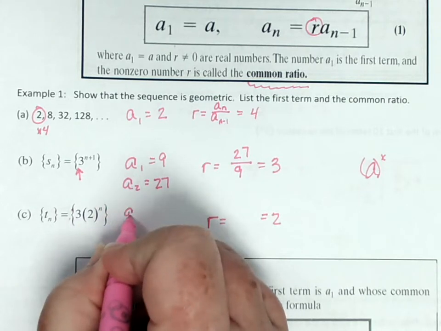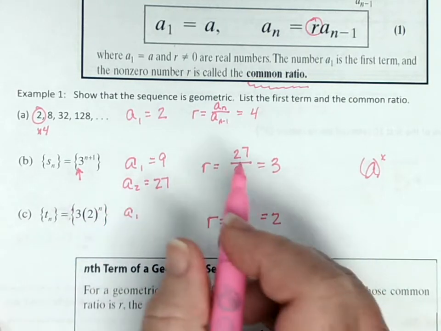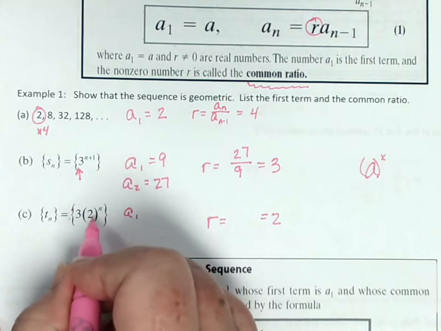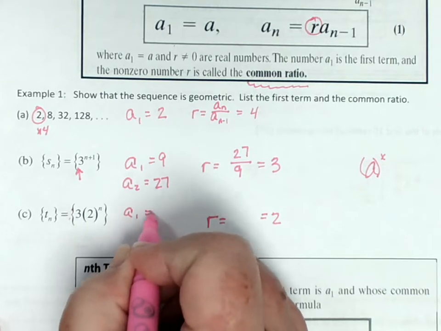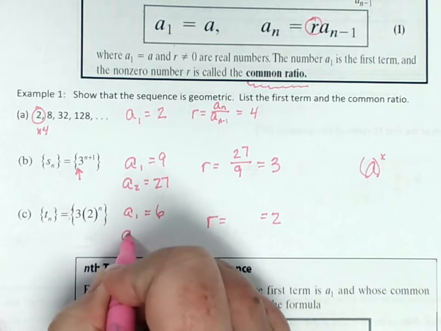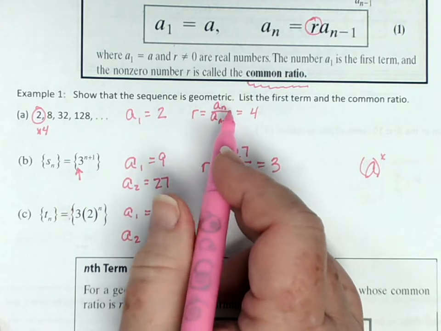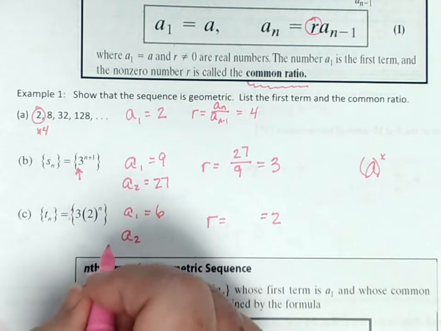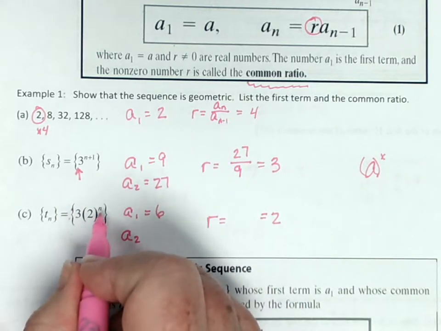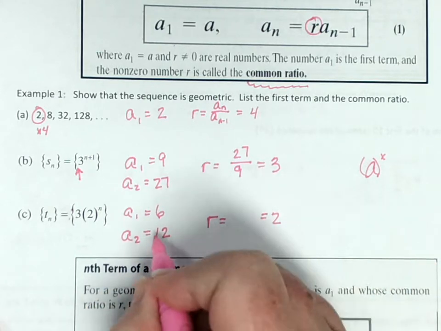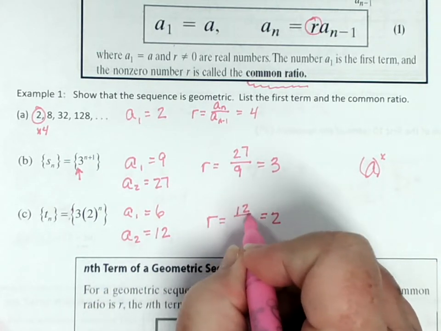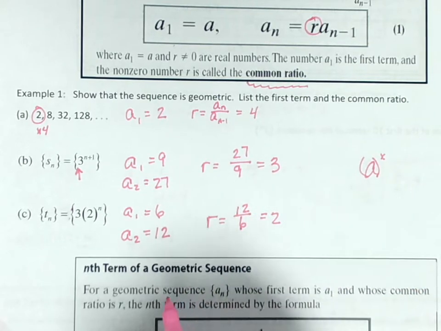So a sub 1 means let's plug in 1 because they asked for the first term. That'd be 2 to the first power, which is 2. 2 times 3 is 6. And a sub 2, because we're going to find the second one divided by the one before it, is 2 to the second power, which is 4. 4 times 3 is 12. If we take the second term divided by the first term, we get our common ratio, which is still 2.